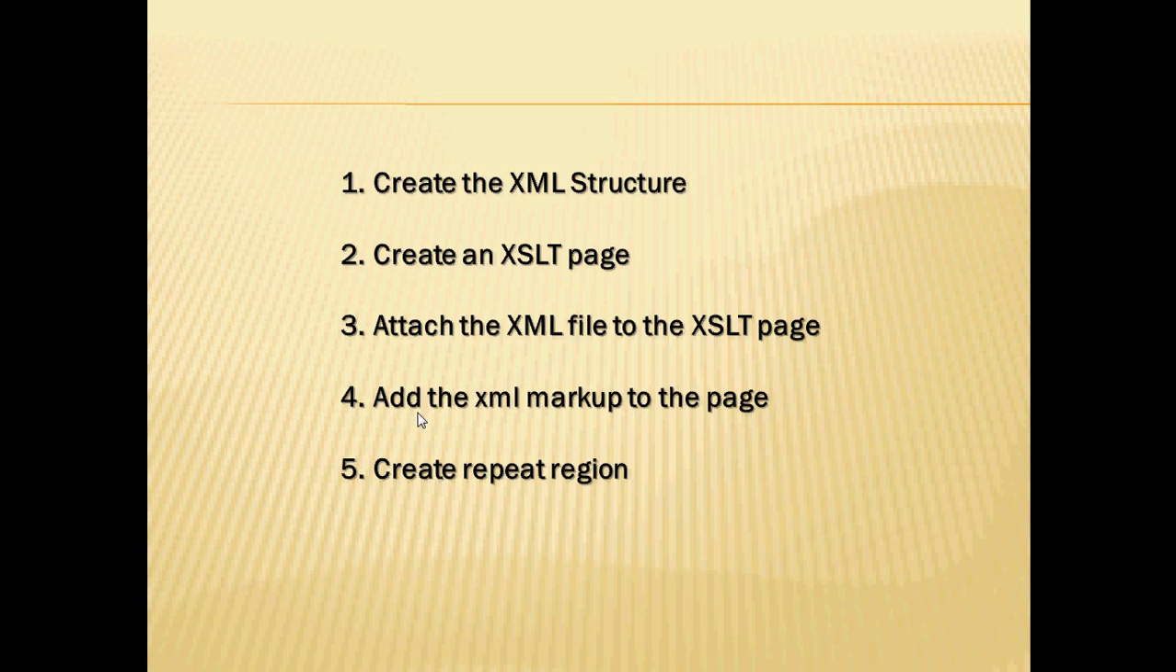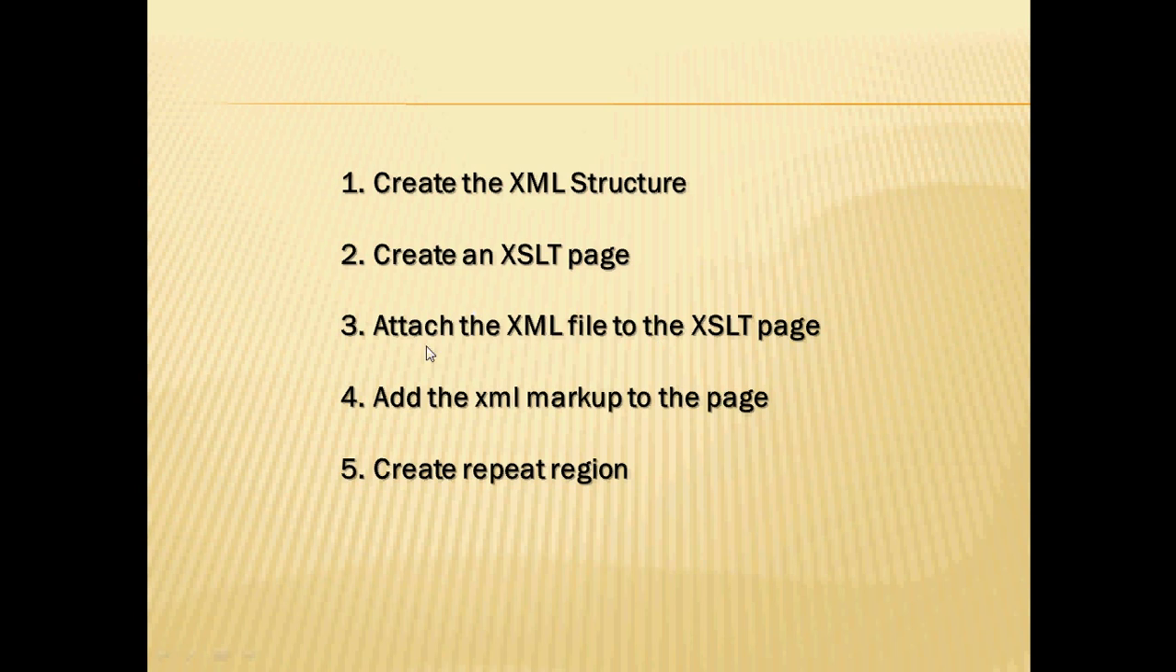So the steps you're going to follow to complete this demo: step number 1, you create an XML structure. It may be an XML file you have before now, and take note that you can create an XML file in Excel, in Notepad, basically anywhere you can create it and save it as .xml, because XML files have extension .xml. So after having this data stored, you need to create an XSLT page. Step 3, you now attach the XML file to the XSLT page.